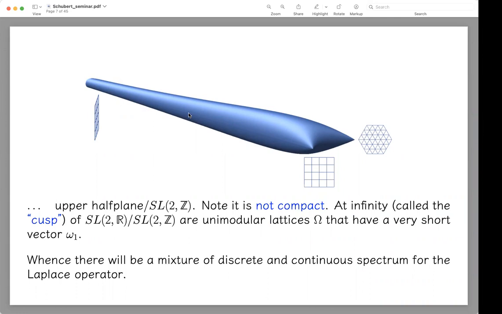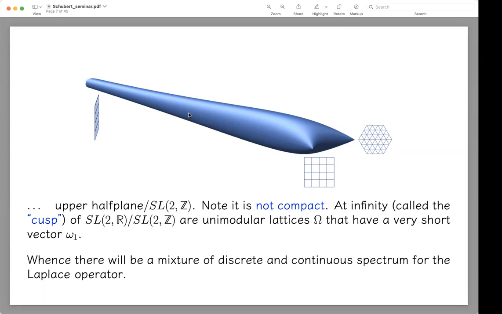And so this is some nice surface with three special points. Two are the lattices that have extra automorphisms, and it also has this cusp. It's a place where it goes to infinity. So in particular, it's non-compact, and this non-compactness is reflected by the fact that if I have a unimodular lattice, the way it can degenerate is that it can have one vector that is very short. And so the shortest vector gets shorter and shorter, and I go into that cusp.